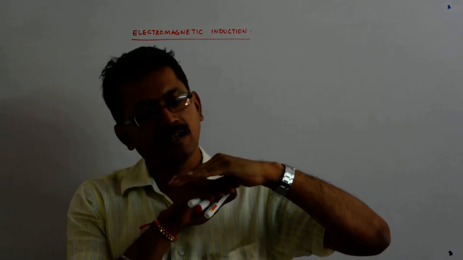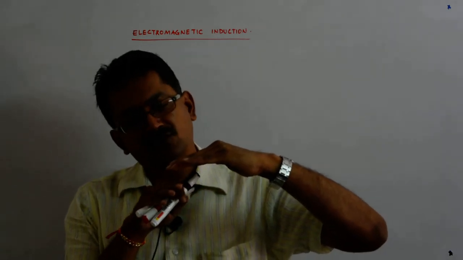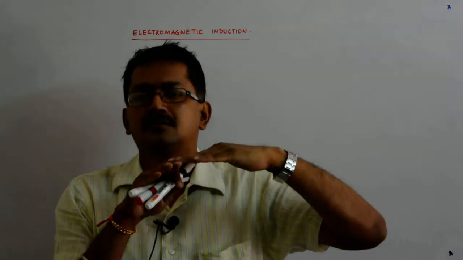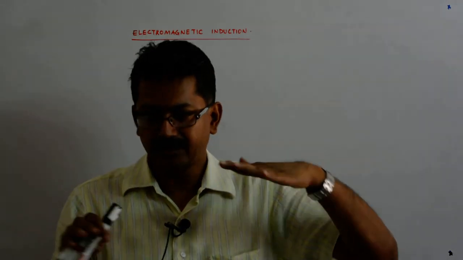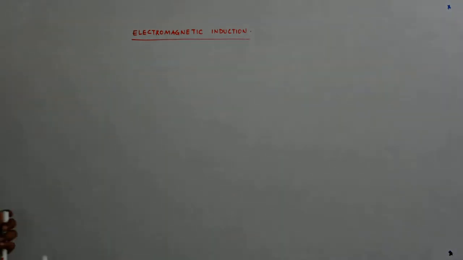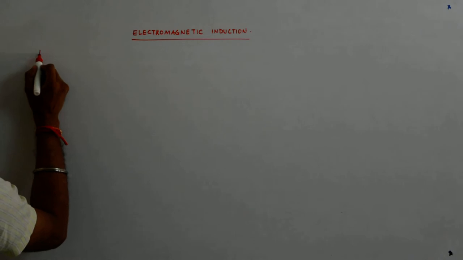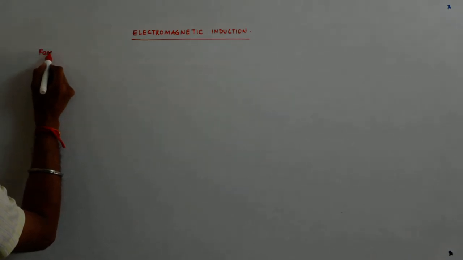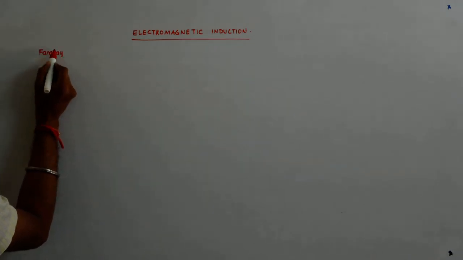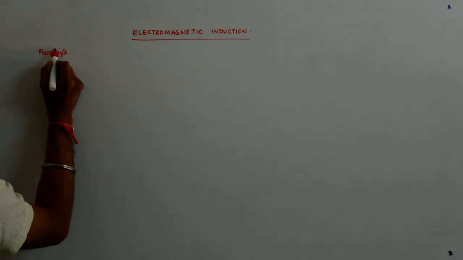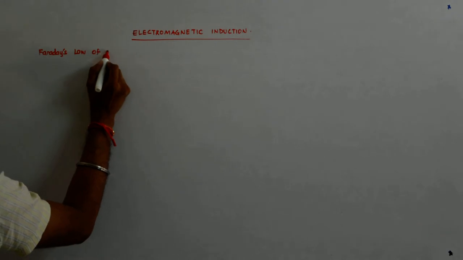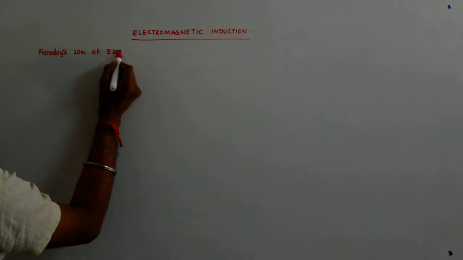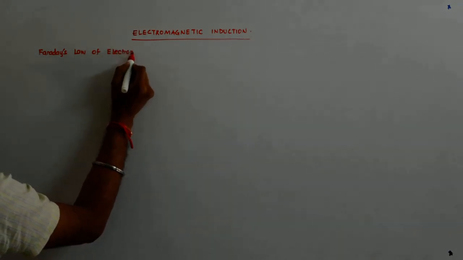You will be seeing that your velocity is just passing in the same plane as the area, right? So we should understand that. So then we come to Faraday's law of electromagnetic induction.